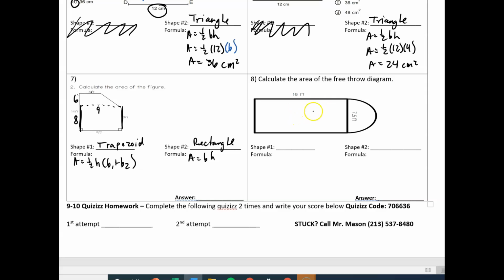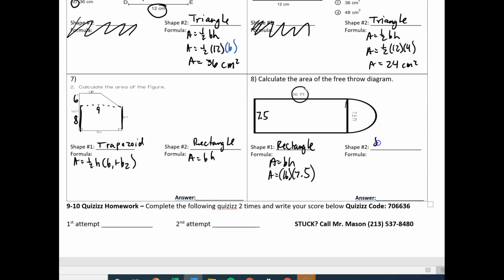And then for your next one, you've got to find the area of this with a rectangle. So area is equal to base times height. You've got 16 here, 7.5 here, so that means 7.5 here. So that's pretty easy, 16 times 7.5.